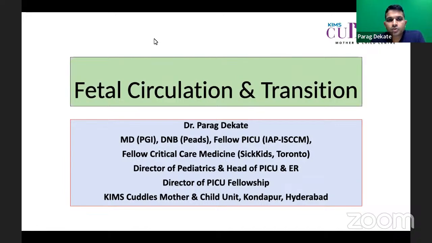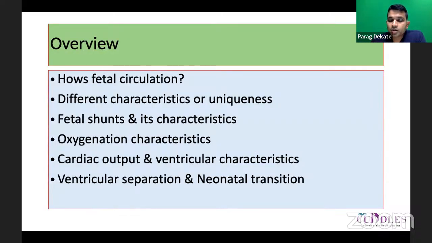And today we are going to talk about a very simple but yet complicated topic, that is fetal circulation and transition. There's a lot of discussion about fetal circulation when we talk about congenital heart diseases. So we have to really understand how this fetal circulation works, to see the different manifestations as well as different presentations of congenital heart disease, whether it is duct dependent circulations or any other things.